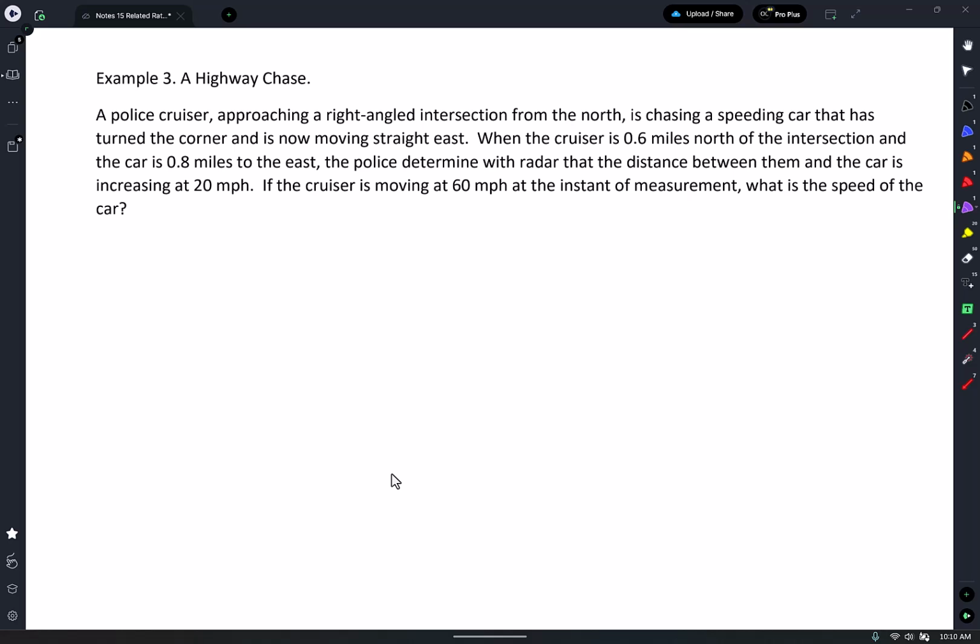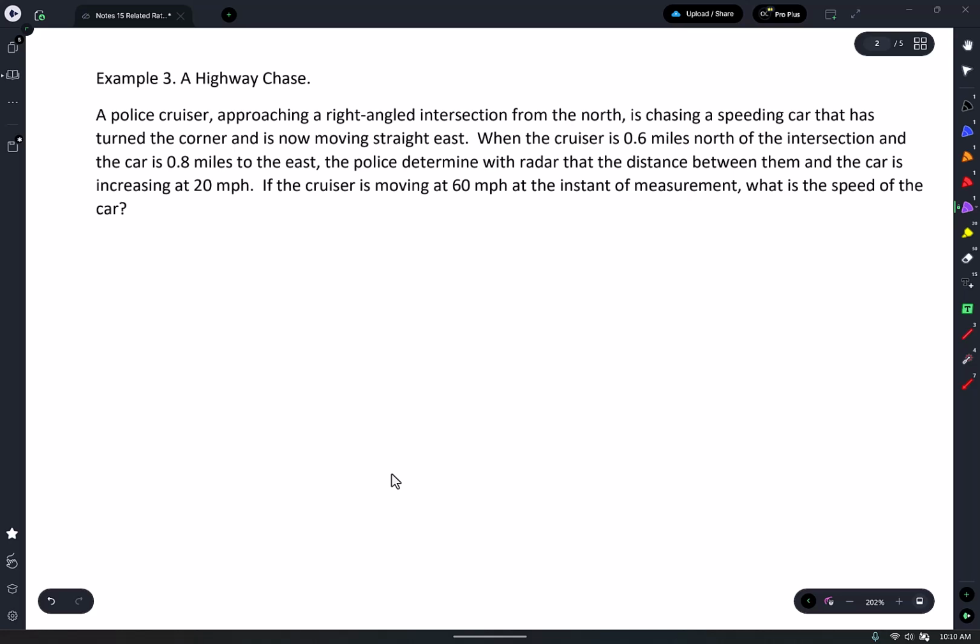A police cruiser approaching a right-angled intersection from the north is chasing a speeding car that has turned the corner and is now moving straight east. When the cruiser is 0.6 miles north of the intersection and the car is 0.8 miles to the east, the police determined with radar that the distance between them and the car is increasing at 20 miles per hour. If the cruiser is moving at 60 miles per hour at the instant of measurement, what is the speed of the car? What makes these hard, guys, is the attention to detail.